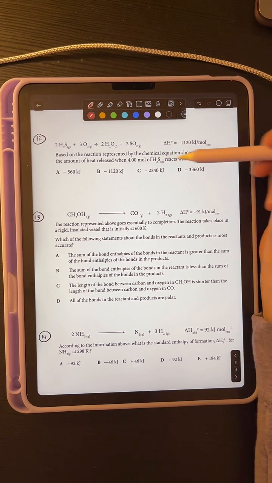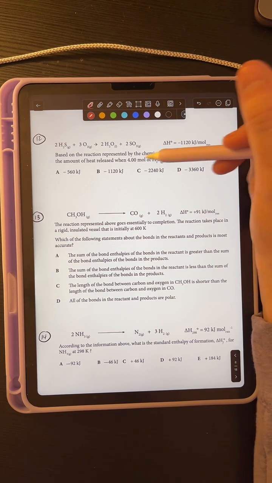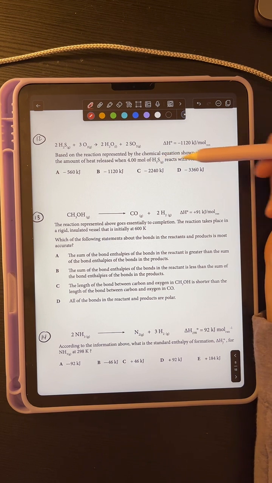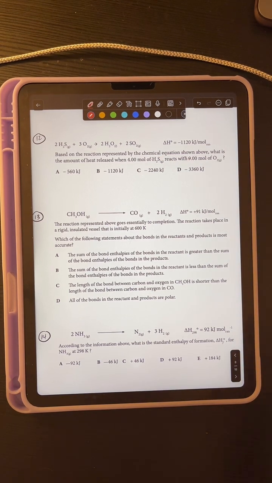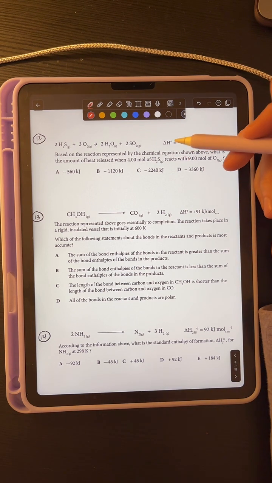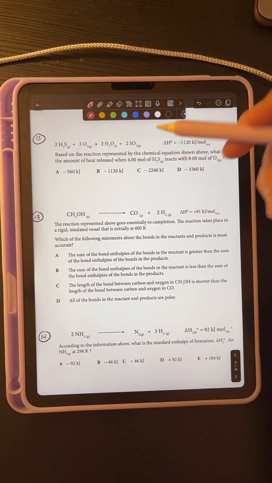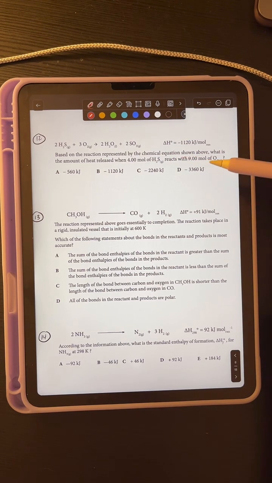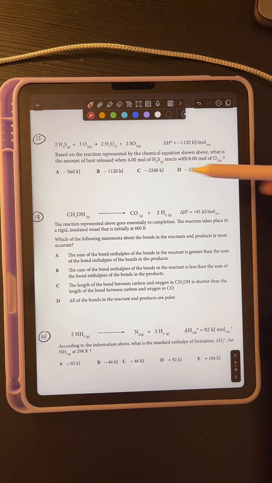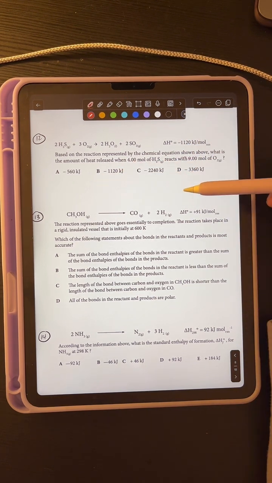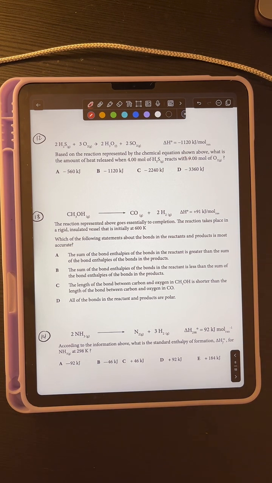We don't know which one to use to figure out the energy that's going to be produced, because one of these is going to be excess. We're going to have excess of our O2 or excess of our H2S. We don't know. But we can figure that out by solving for the amount of heat released and then comparing those values. And whichever one is lower, then that is going to be the answer.